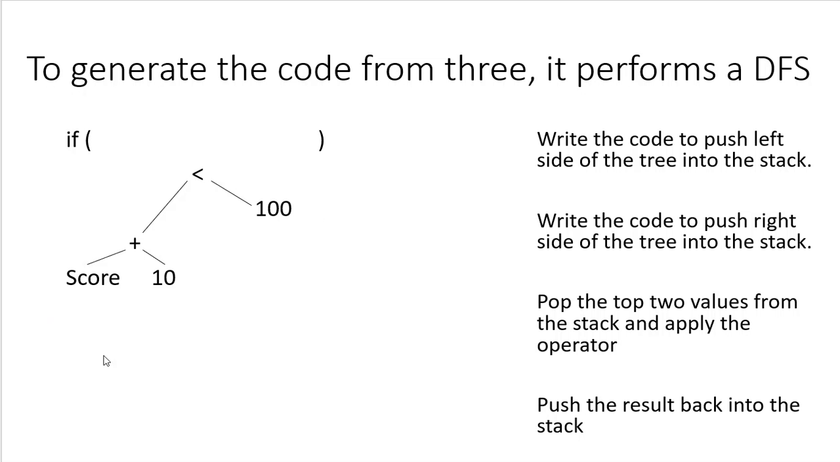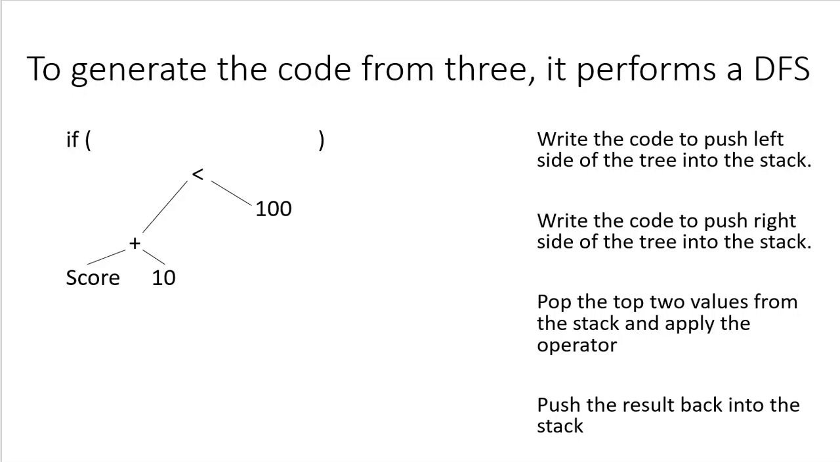Now let's talk about the exact algorithm for this. We're going to do a depth first search, or depth first traversal of this tree. We're going to go down the left side, down the right side, then we're going to apply the operator. So we're going to write the code to push the left side onto the stack. We're going to write the code to push the right side onto the stack. And then we're going to pop those two values out of the stack and perform that operation. So if we're evaluating this node here, the less than, by the time it pops its values out, it's going to have score plus 10 computed in the stack, and it's going to have the 100 computed in the stack.